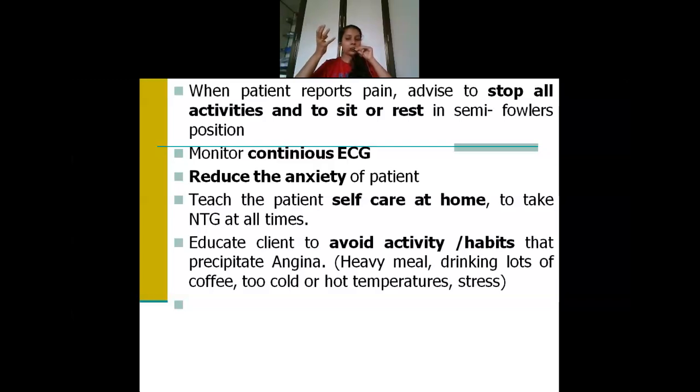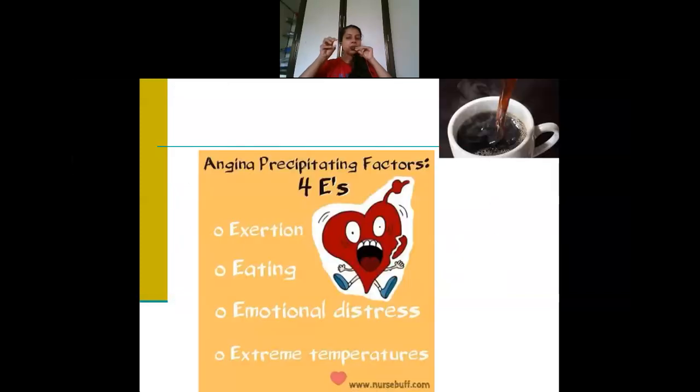Next is educate the person regarding all the precipitating factors. Last class we saw precipitating factors like very extreme temperature, very cold or very hot, having heavy meals, taking too much coffee or caffeine, excess stress, and tobacco products. All these factors have to be avoided. To remember the precipitating factors, there are 4E, which is also a mnemonic. First E means exertion, eating, excess eating, emotional distress or stress. Next is extreme temperature, too hot or too cold.